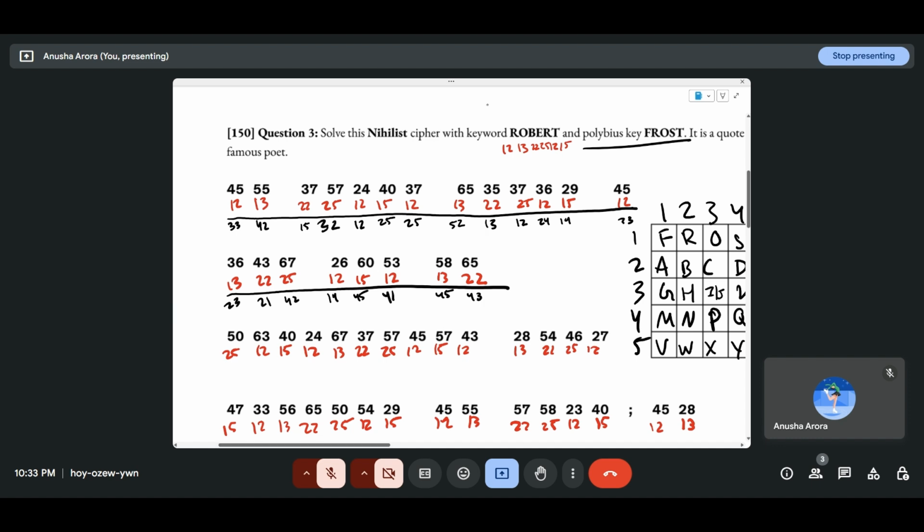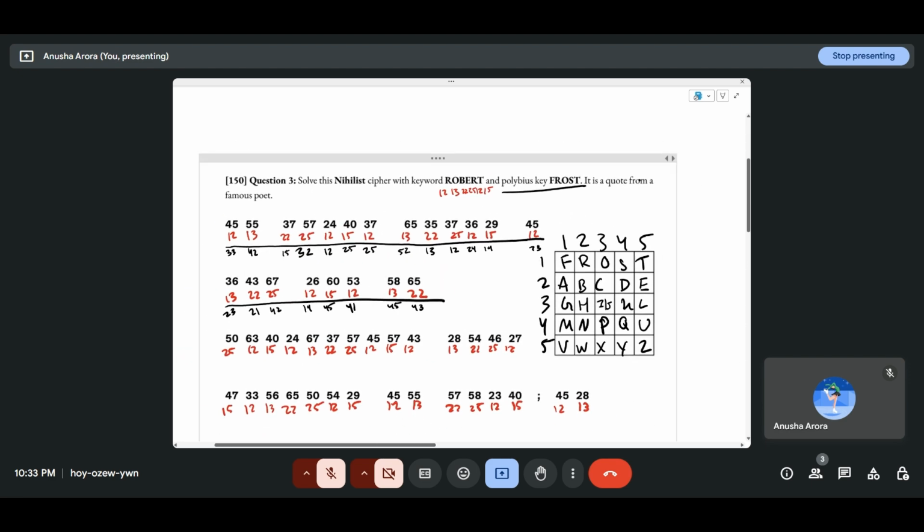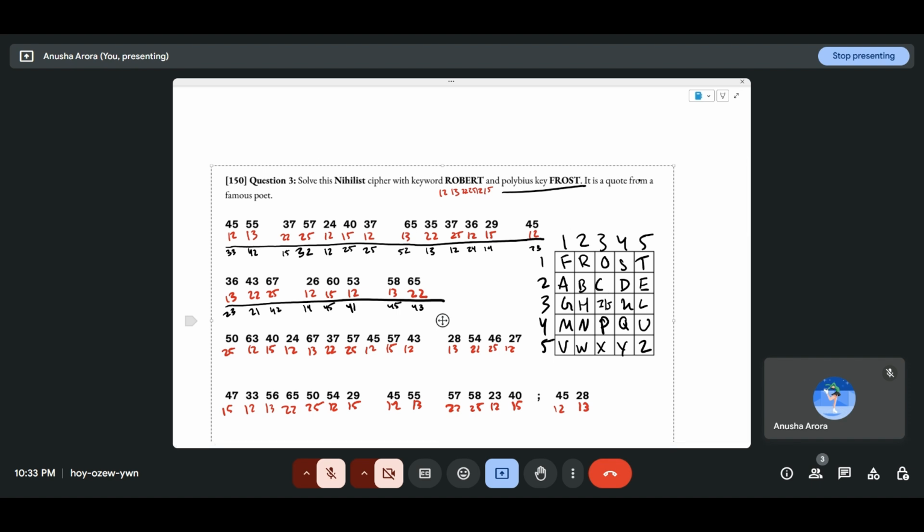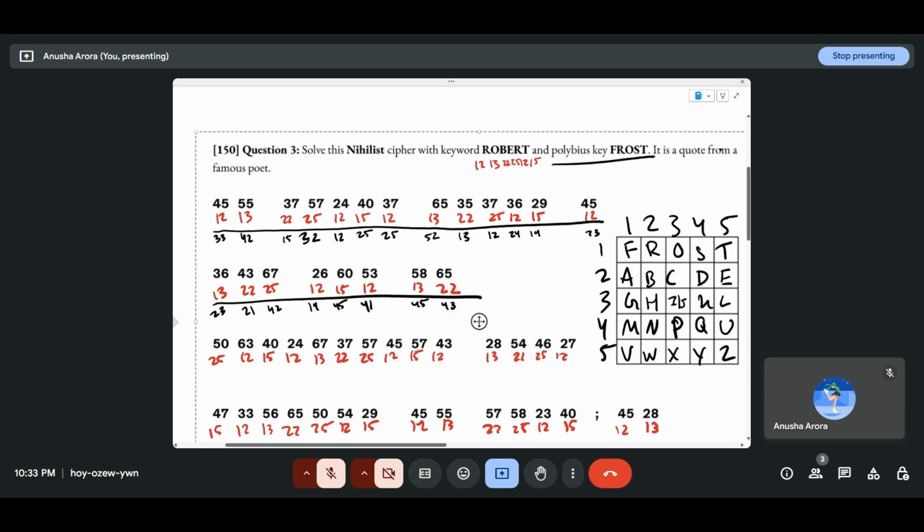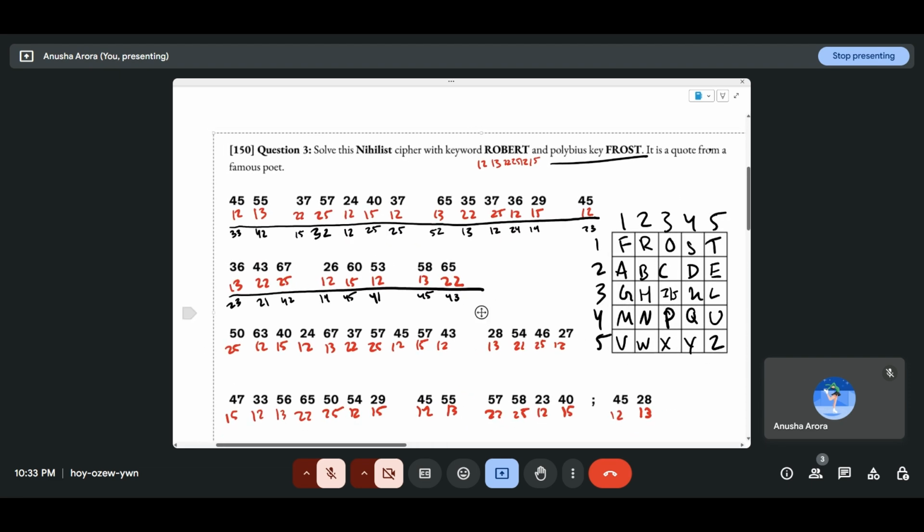So if I just do that little bit first, now all we do is we convert these numbers into actual letters. So 33 can either be an I or a J. But thinking about it, it's more obvious that you have a two-letter word that starts with an I. So I'm just going to put I. Then 42 is an N. Then 15 is a T. 32 is an H, 12 is an R, then 25s are both E.